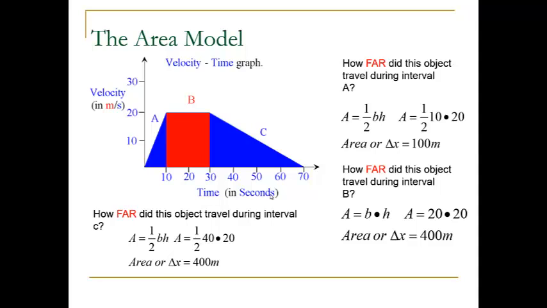Okay, so above the x-axis means that you're moving in a positive direction. Below the x-axis means you're moving in a negative direction.